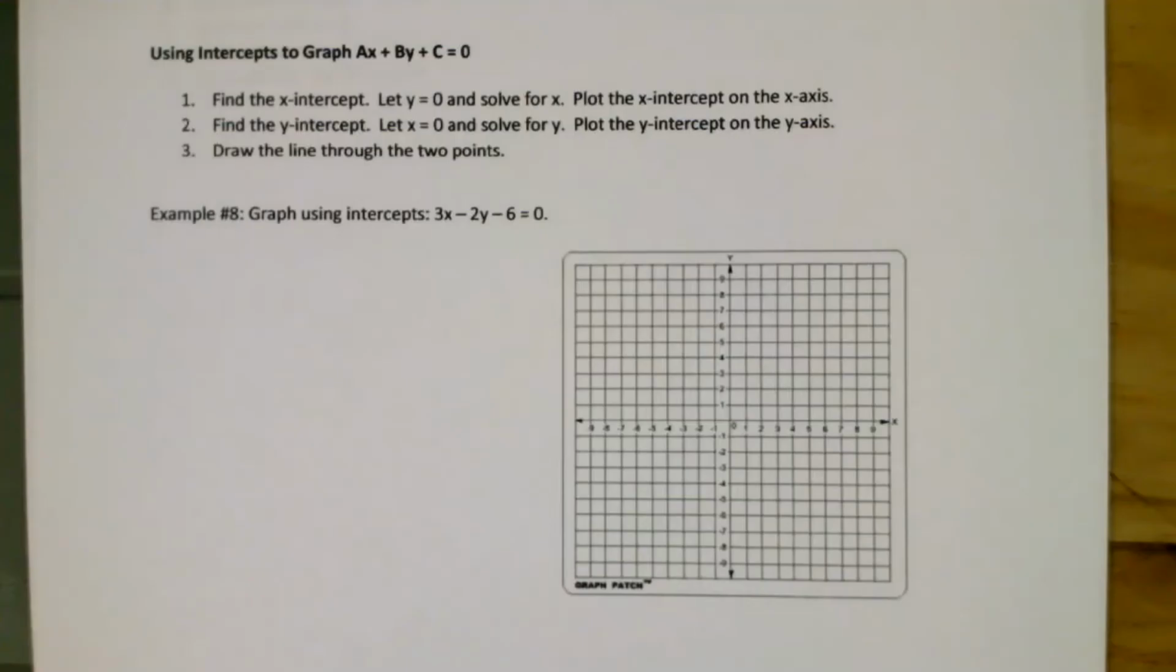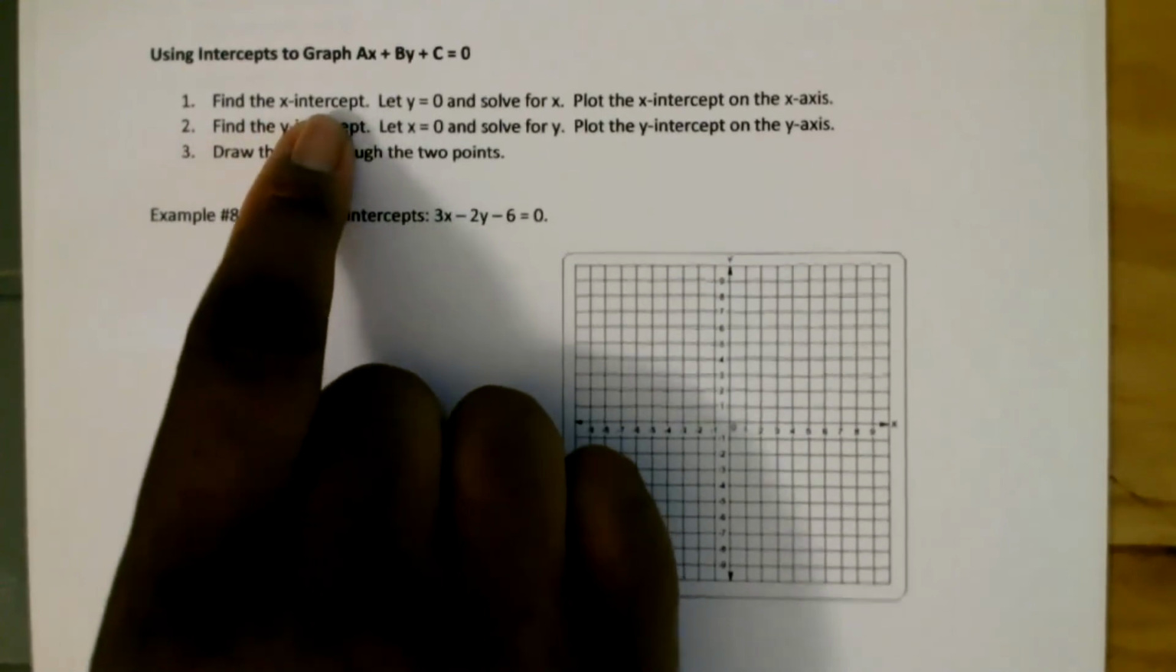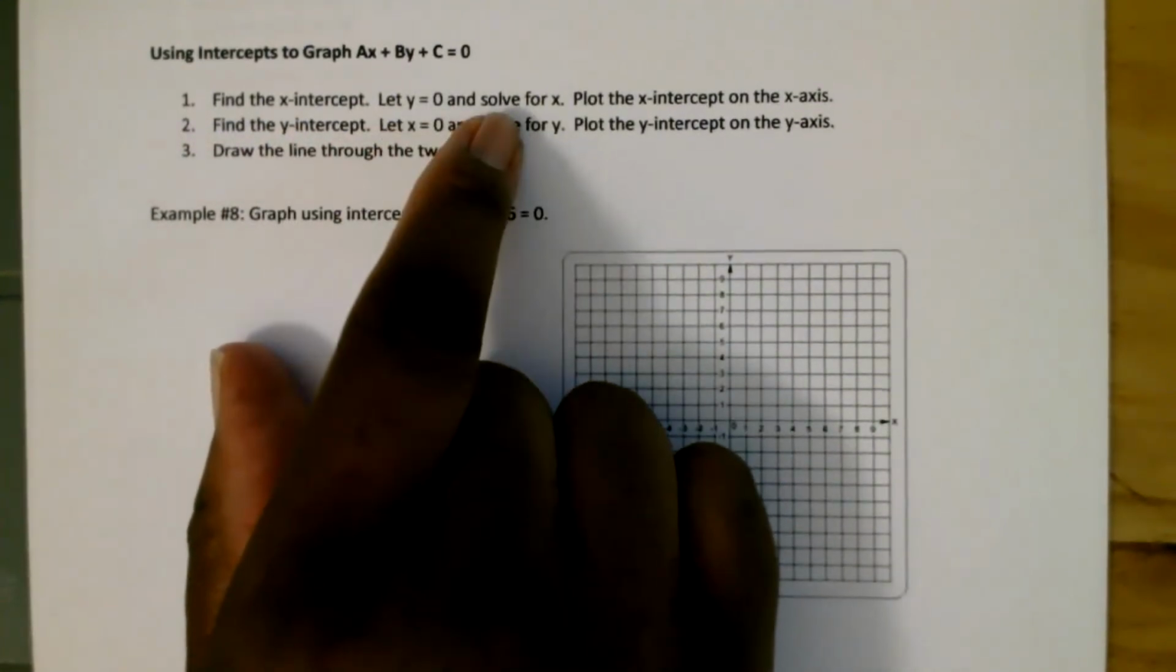Okay, so here it is. I also have it here. First of all, you find the x-intercept by letting y equal 0 and solve for x.